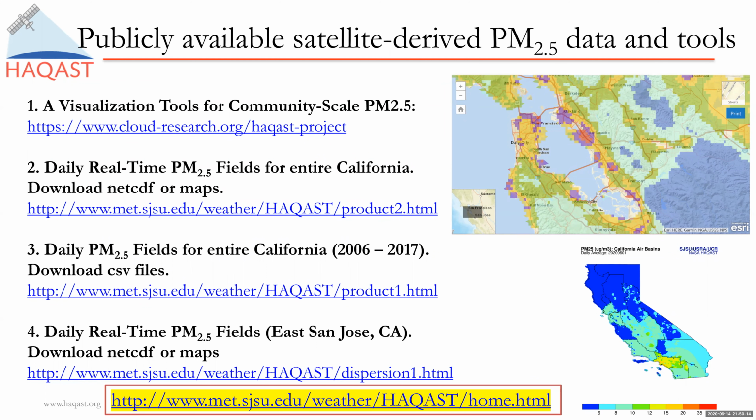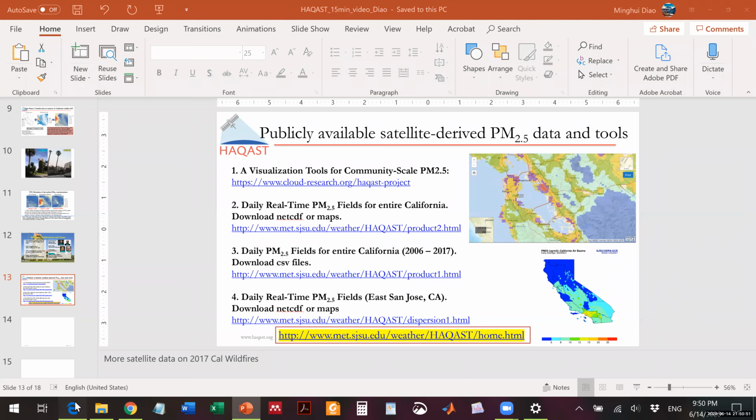Lastly, I want to present to you the data set that we generated for this project. We created 2 websites, and they host the visualization tools for community-scale PM2.5 in the Bay Area, such as this map. And we also have a real-time PM2.5 field for the entire California. If you're a public health researcher, you can access these data for free by just clicking to download. You can get daily PM2.5 fields for the entire California or annual average results. So now I'm going to go to the website and show you some demonstration.